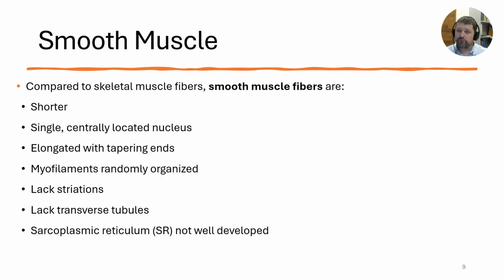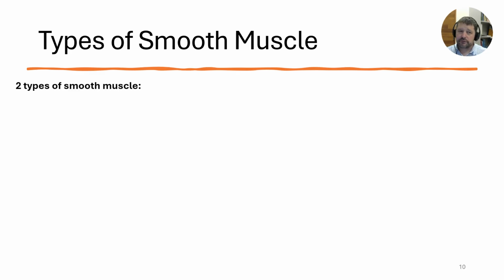They lack the transverse tubules. There's no reason for transverse tubules because the electrical impulse is not generated by you. You don't have any control over smooth muscle fibers. And most of the time, in smooth muscle the sarcoplasmic reticulum is not very well developed. They still have calcium associated with this sarcoplasmic reticulum, but it's not a good storage unit for calcium in smooth muscle.